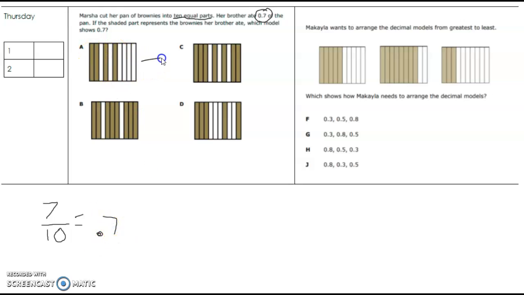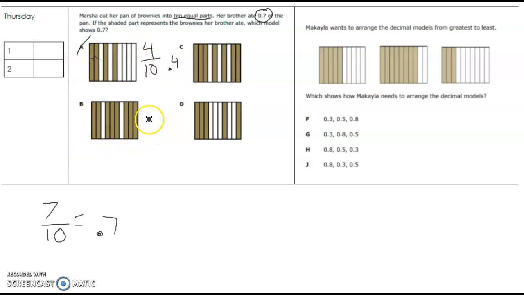The denominator for A would be 1, 2, 3, 4, 5, 6, 7, 8, 9, 10. And the amount shaded in, 1, 2, 3, 4. 4/10. We could also write that as decimal 0.4. 4/10. Nope, that's not the same.